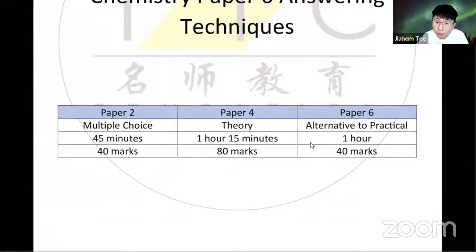We have paper 2, 4, 6 for the extended version. Paper 2 is your multiple choice, 45 minutes, 40 marks. Paper 4 is the theory questions, where you answer in short sentences, 1 hour 15 minutes, 80 marks. What we are focusing on today is paper 6, the alternative to practical, 1 hour with 40 marks. This 40 marks is, I would say, quite easy to score.